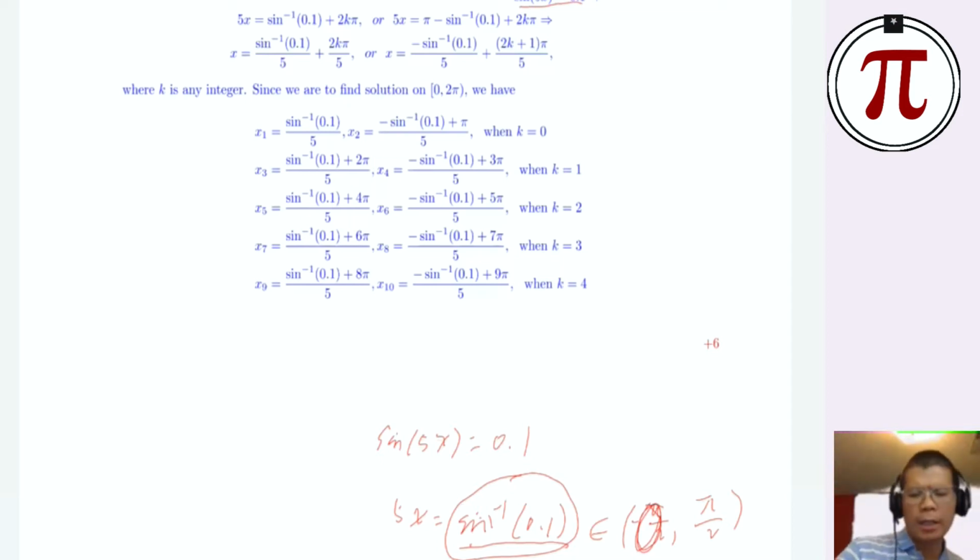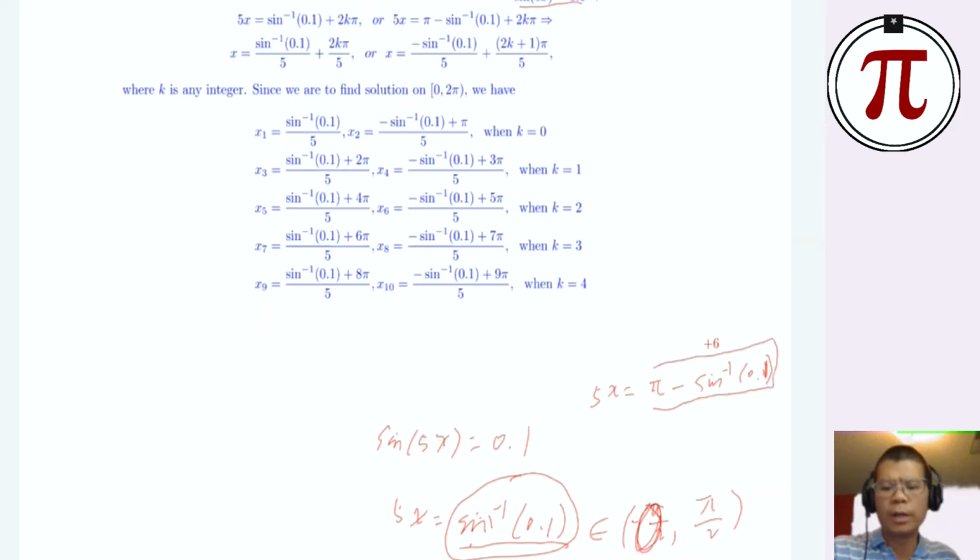Now another value within the first period is going to be what? It is pi minus the inverse sine of 0.1. In the second quadrant, the sine is also positive, right? So it is also possible that 5x equals this one value.